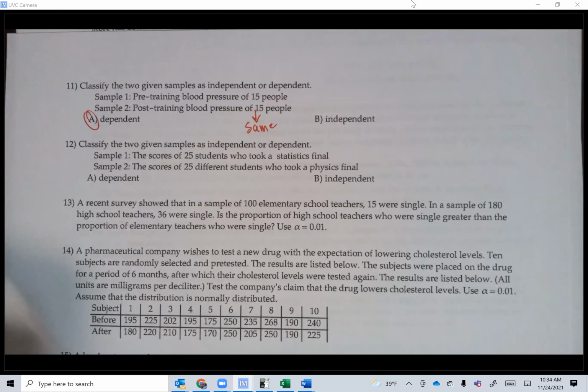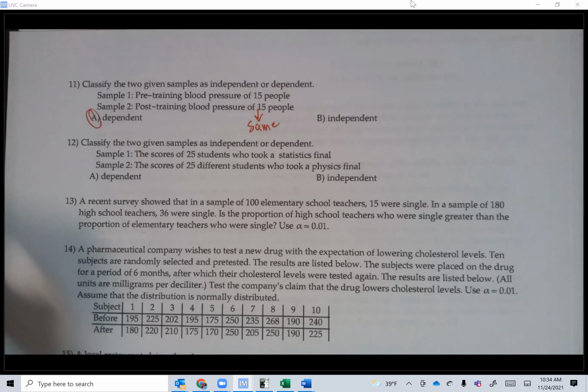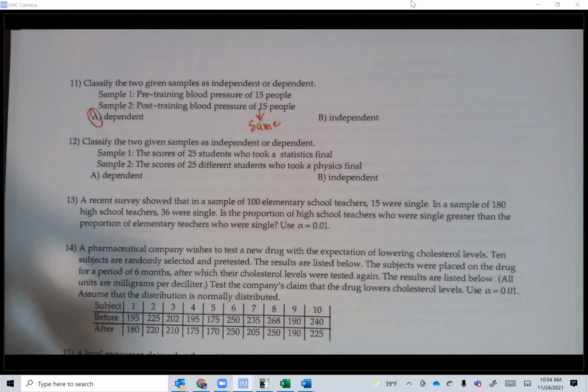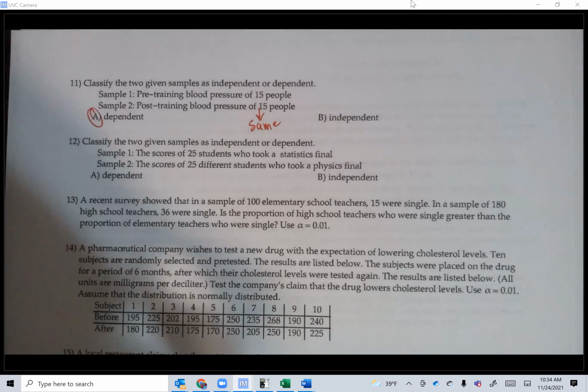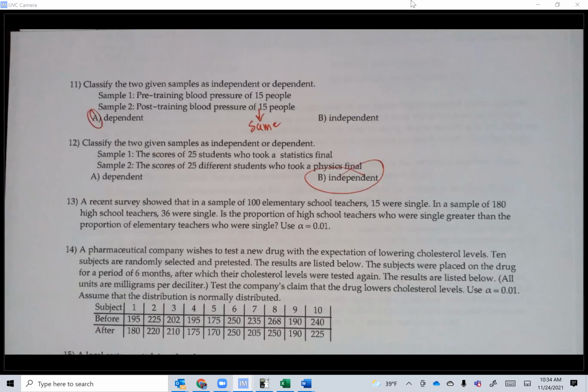Number 12, classify the 2 given samples as independent or dependent. The scores of 25 students who took a statistics final, the scores of 25 different students, guys. So they have nothing to do with each other. Right away, this is an indication that the sets are independent.